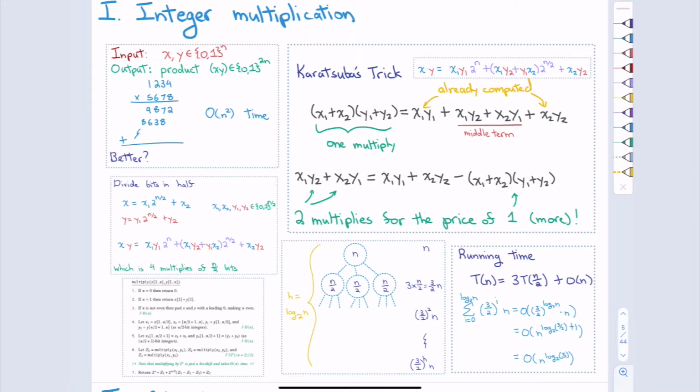And having 3 recursive calls instead of 4 gets us from n squared to n to the log base 2 of 3, which is like 1.58 or something like that. Better than n squared. Which is surprising because integer multiplication is something we took for granted.